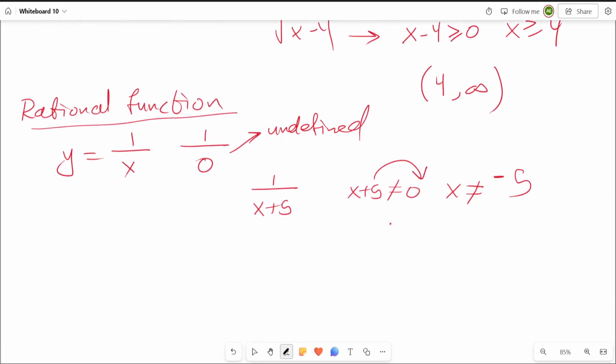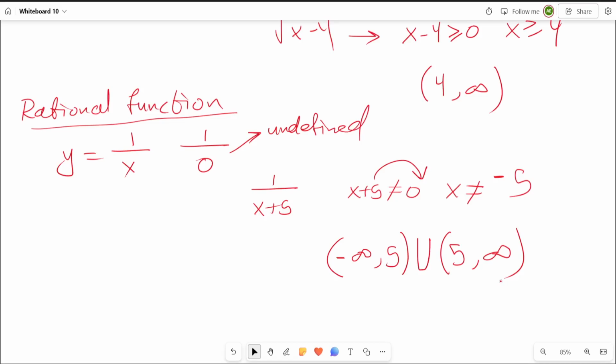How would I write that in domain form? x is going to take values from -infinity up to -5, and if I have a parenthesis like this, it means that I'm not including the -5. However, if I have a square bracket, it means up to and including. So here the correct thing to say is from -infinity up to -5, but not including -5, union with from -5 to infinity. This is how I write my domain.